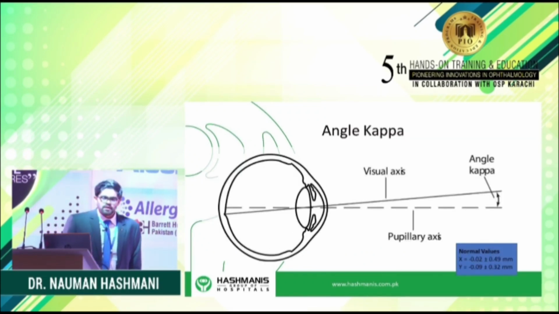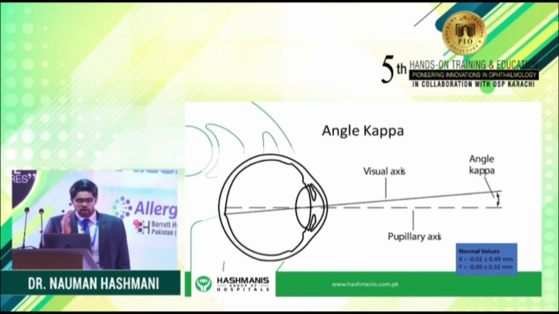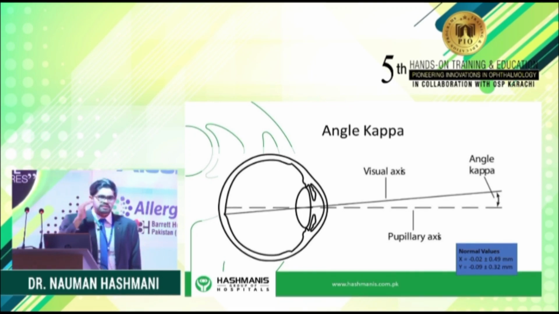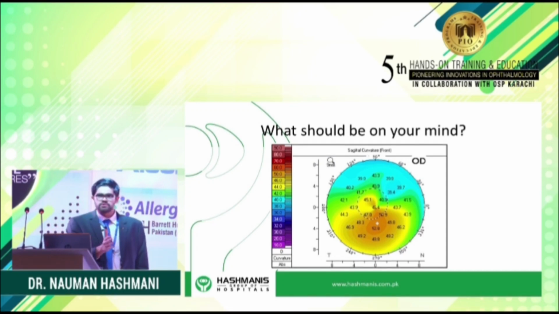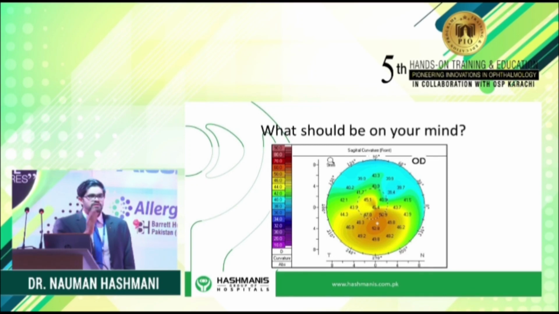So what is angle kappa? We just discussed what a Gullstrand eye is, but we also know now that almost all normal eyes have some amount of angle kappa. Angle kappa is the difference between the center of the pupil, or the pupillary axis, and the visual axis. Basically, that's from the point of fixation to the fovea. So if you see this line, this is the point of fixation, or where the eye actually focuses the image. And the pupillary axis is simply the center of the pupil.